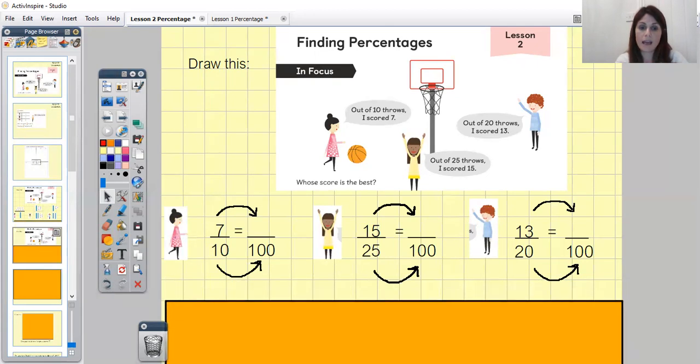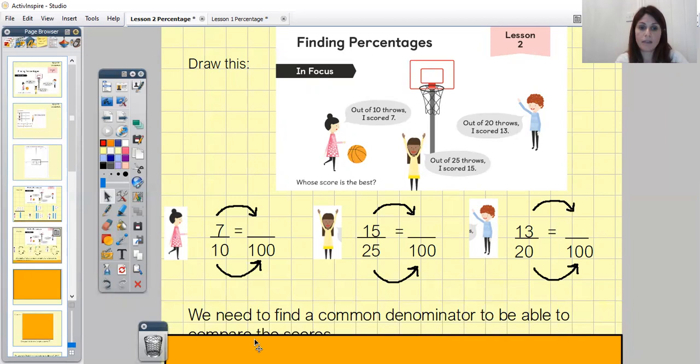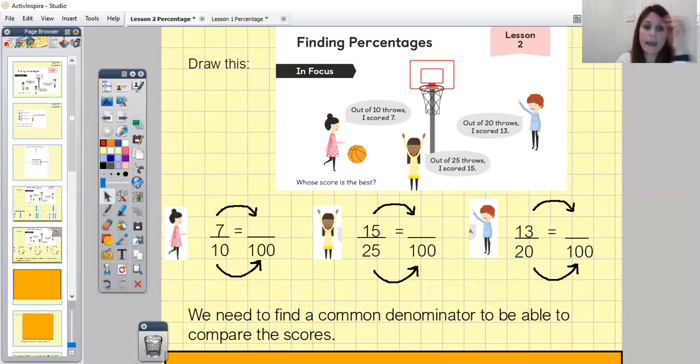So I have realised that in order to be able to compare the scores, what Hannah did wrong is that she actually just took the numerator, and what she didn't realise was that the denominator is actually different for each of them. Now, if the denominator were the same, she could just look at the numerator, but it isn't, is it?